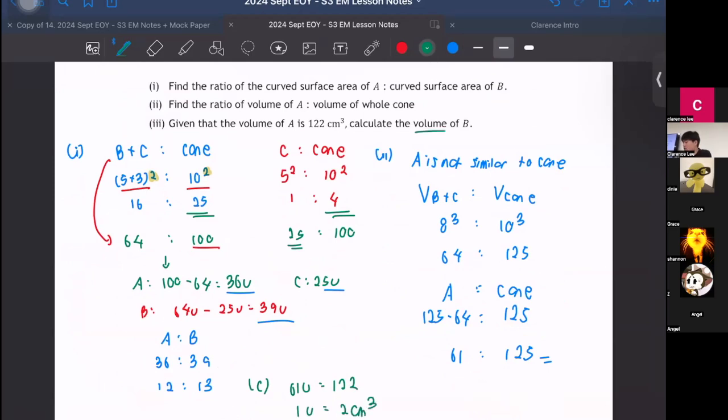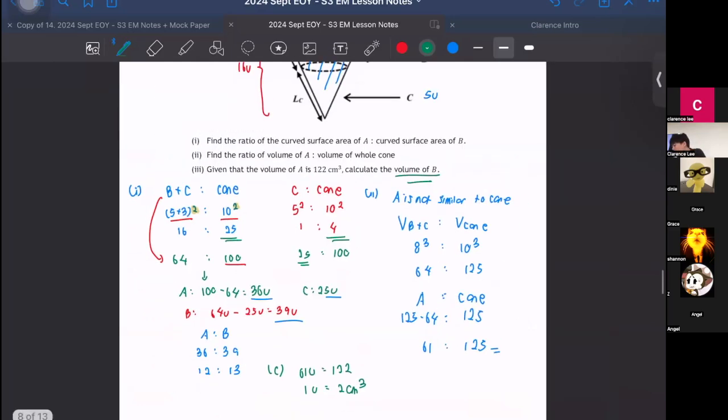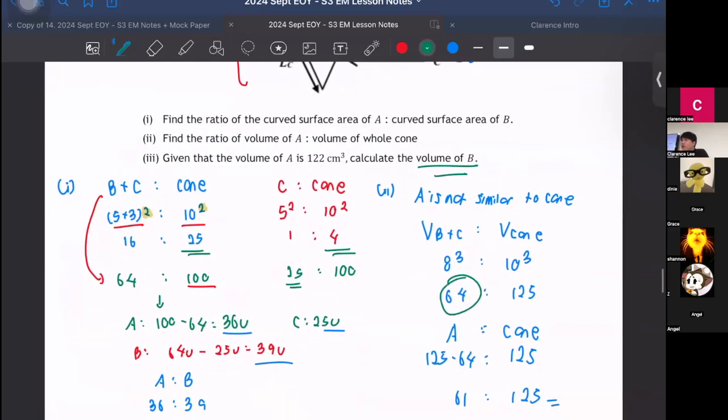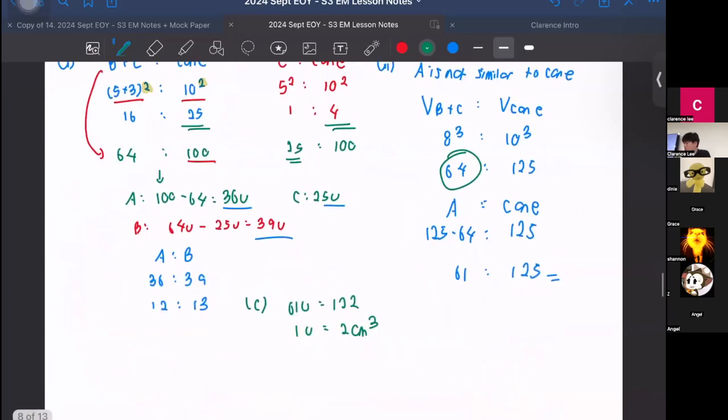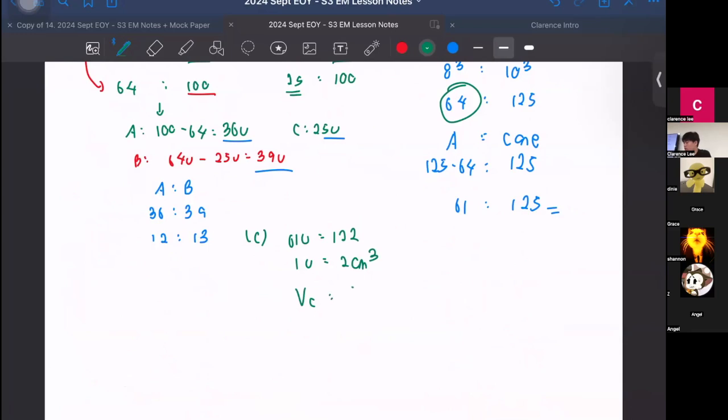The question asks you to find the volume of B. You must tell me how many units is the volume of B. So how do I find that? You know that the volume of B plus C is 64 units. Is C in the shape of a cone? Yes. So can you find the volume of the cone? Can. So when you compare the volume of C to the volume of the cone, C is 5, so it's 5 cubed is to 10 cubed, which simplifies into 1 is to 8.